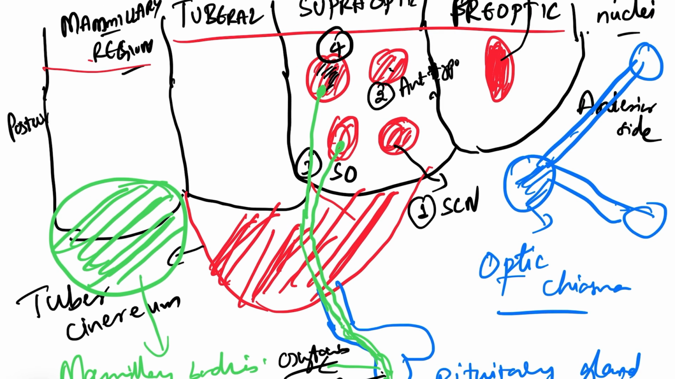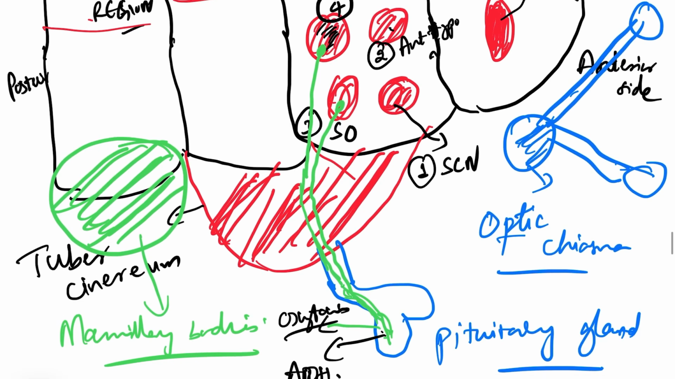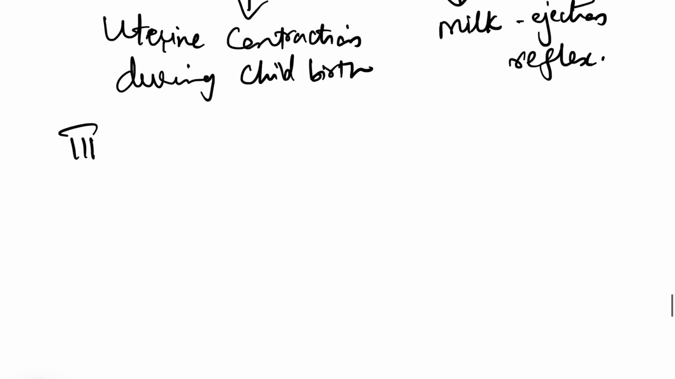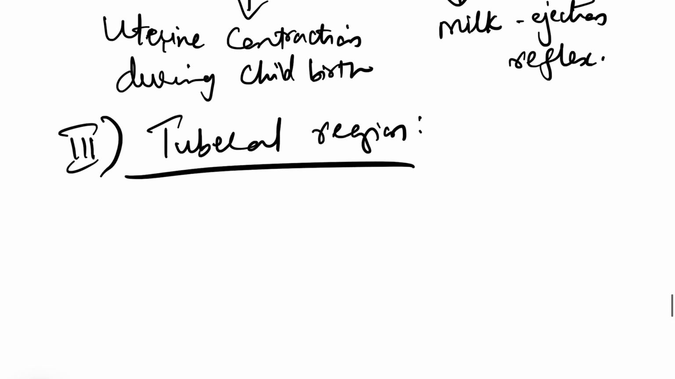You can see there are four nuclei present in the supraoptic region. Now what about the tuberal region? Here there are three nuclei. One is the arc-like nucleus, called the arcuate nucleus. So we'll pen down here, the third region, the tuberal region. The first important nucleus in the tuberal region is the arcuate nucleus.